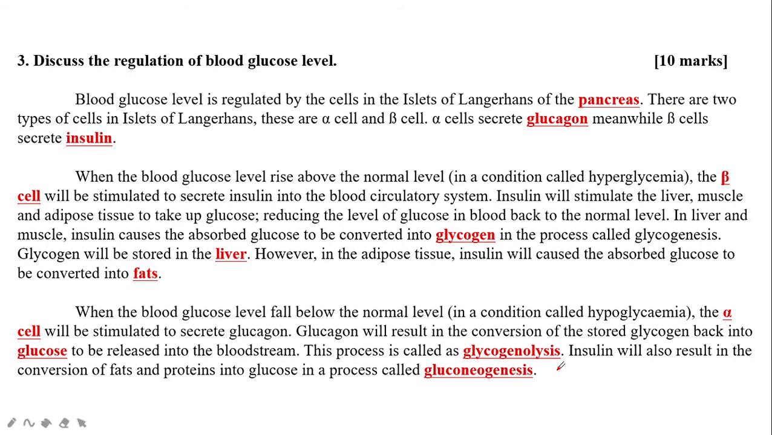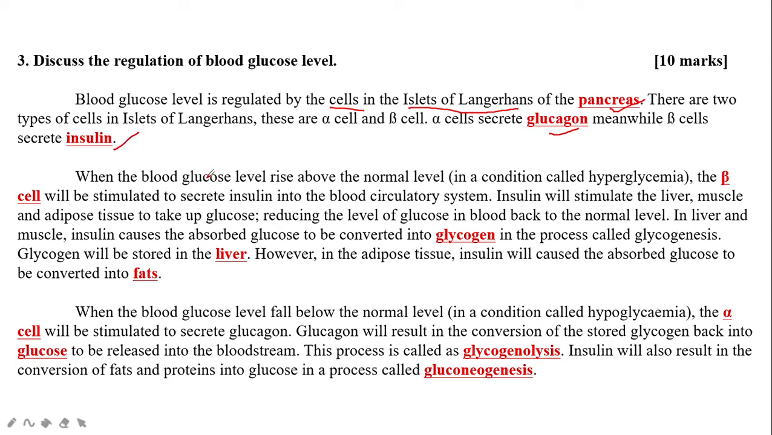So, basically, blood glucose level is regulated by the cells in the islet of Langerhans of the pancreas. So, there are 2 types of cells in the islet of Langerhans. These are alpha cell and beta cell. So, alpha cell secretes glucagon, beta cell secretes insulin.